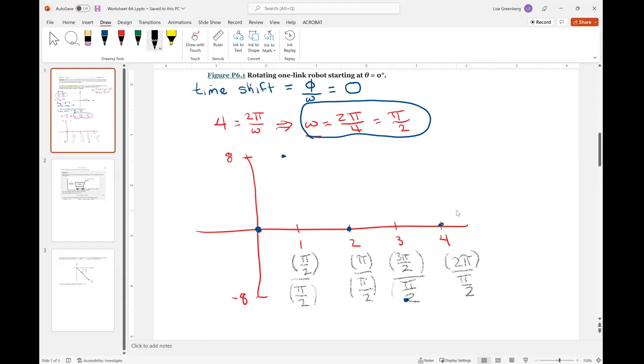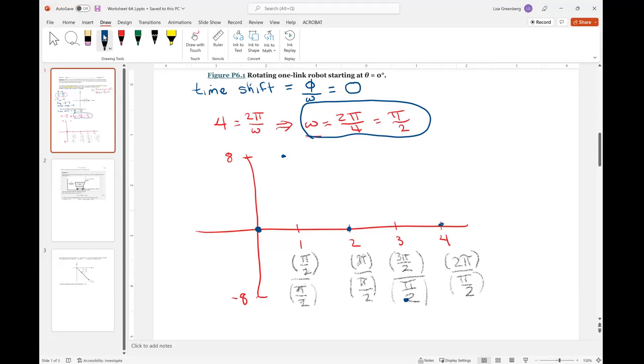This is 2. This is 3. And this is 4. Pi's cancel with pi's. 2 cancels with 2. Pi cancels with pi. This becomes times 2 here, and so on. I think you guys can do the algebra.